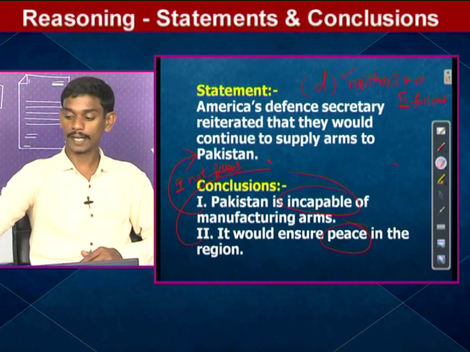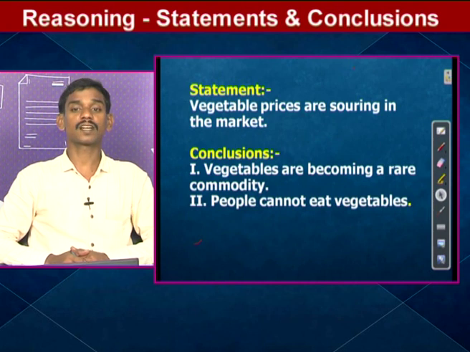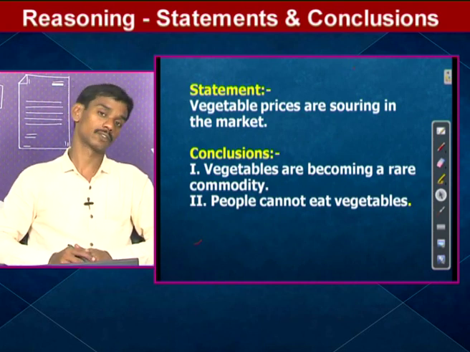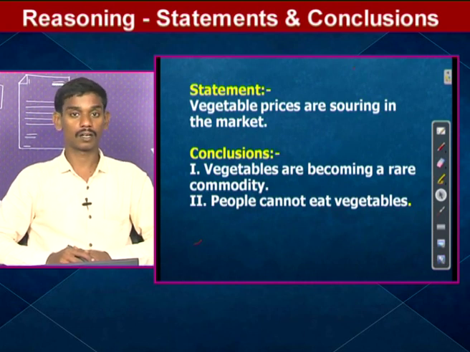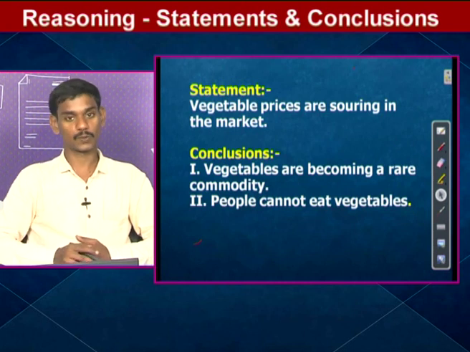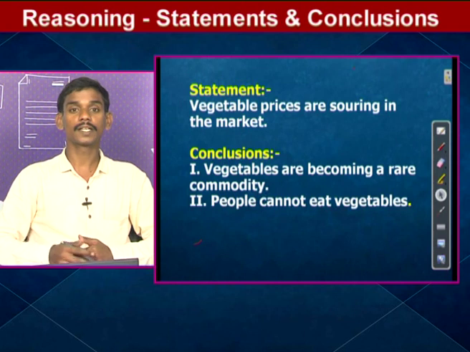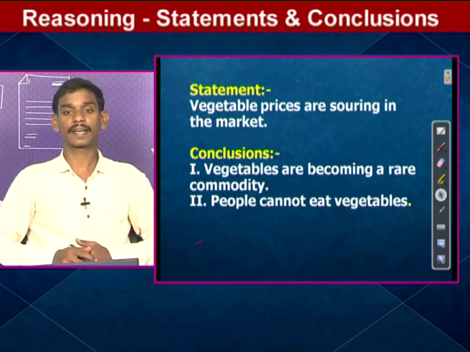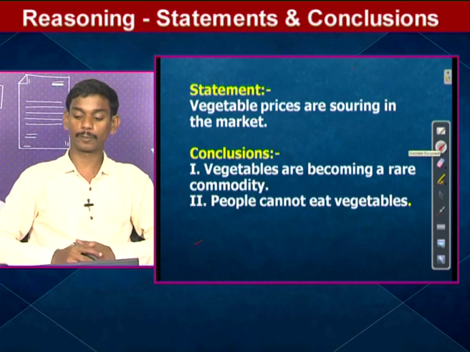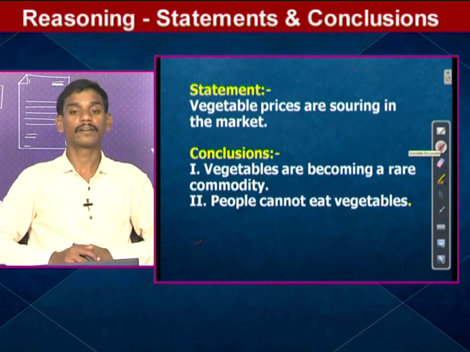And coming to the next question. Vegetable prices are soaring in the market. This is a statement, and truly we are seeing today in every market that day by day vegetable prices are increasing more and more. Yes, we also see this truly in society outside. And coming to the conclusions, we have two. The first conclusion: vegetables are becoming a rare commodity. And the second conclusion: people cannot eat vegetables.